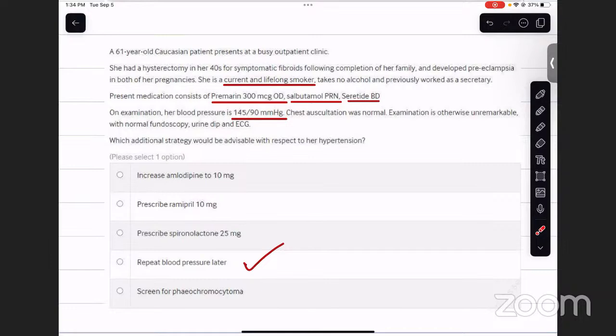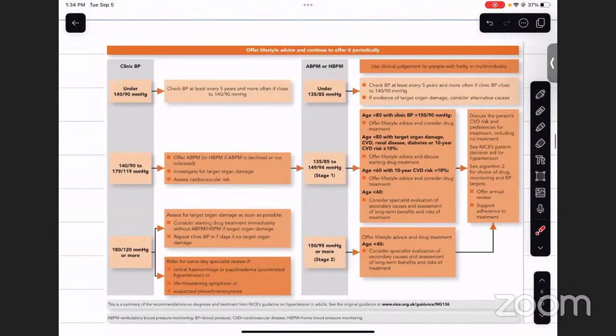If clinic blood pressure is 140/90 or above, hypertension is likely. If clinic blood pressure is 140/90 to 179/119, we must offer ambulatory blood pressure monitoring or home blood pressure monitoring. Also, we need to find out target organ damage and assess cardiovascular risk.